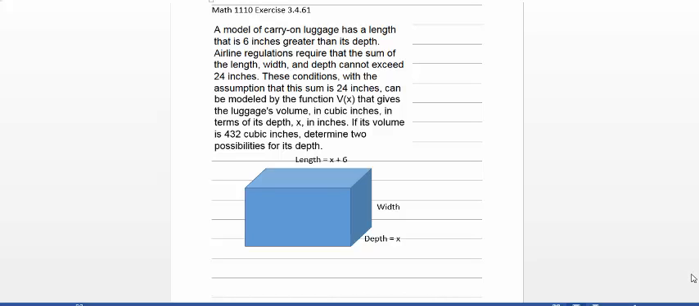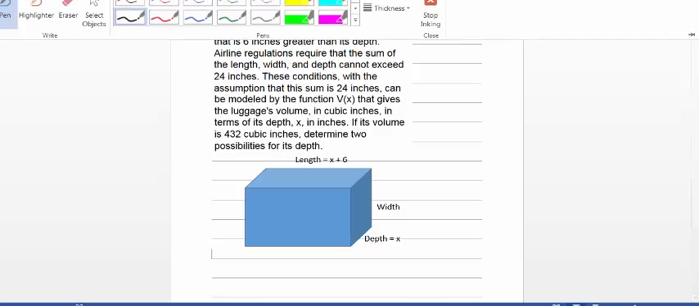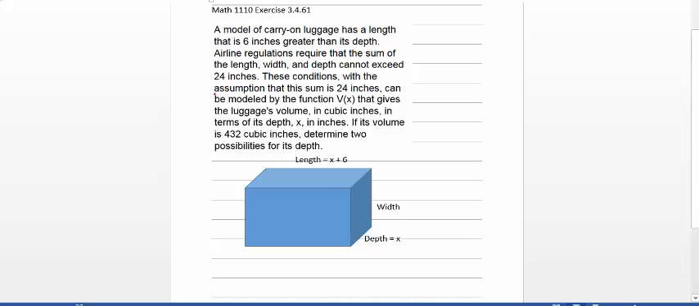A model of carry-on luggage has a length that is 6 inches greater than its depth. Airline regulations require that the sum of the length, width, and depth cannot exceed 24 inches. These conditions, with the assumption that this sum is 24 inches, can be modeled by the function v of x that gives the luggage's volume in cubic inches in terms of its depth, x, in inches. If its volume is 432 cubic inches, determine two possibilities for its depth.